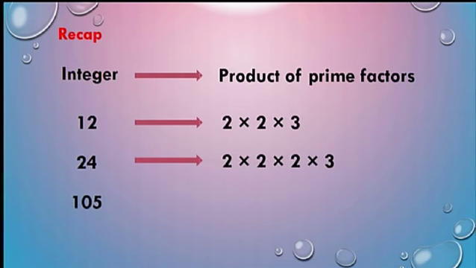Can you tell me how to write 105 as a product of its prime factors? Yes, it is, of course, 3 times 5 times 7.